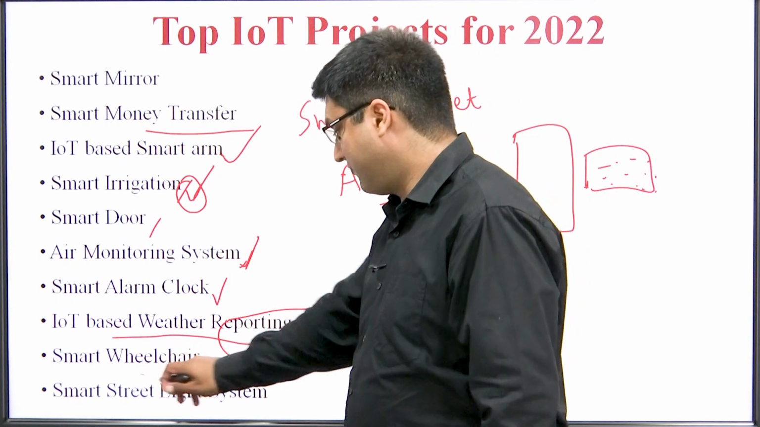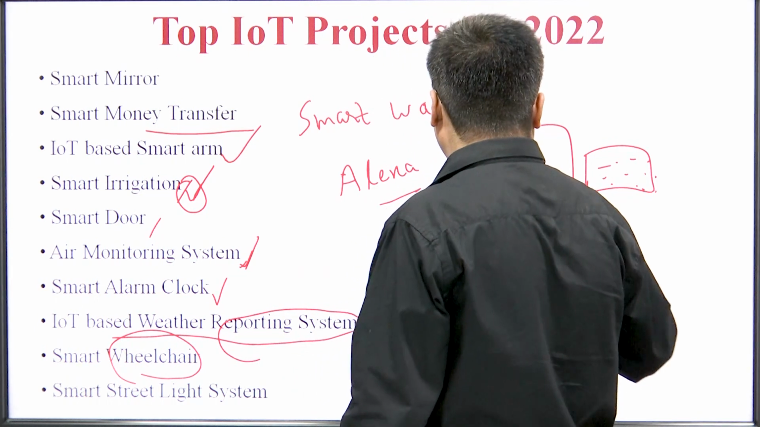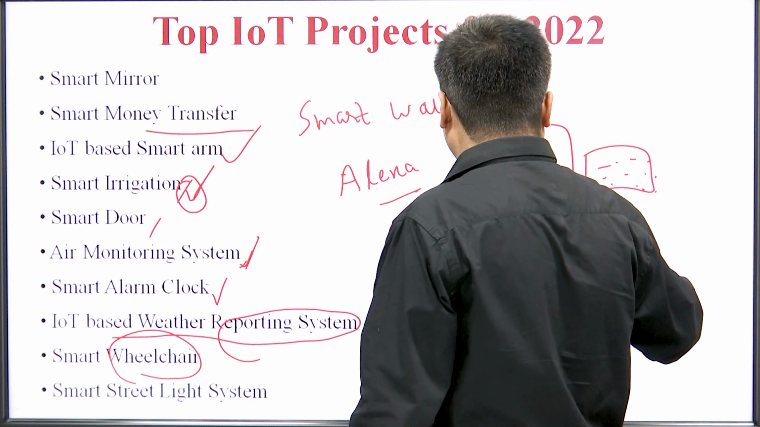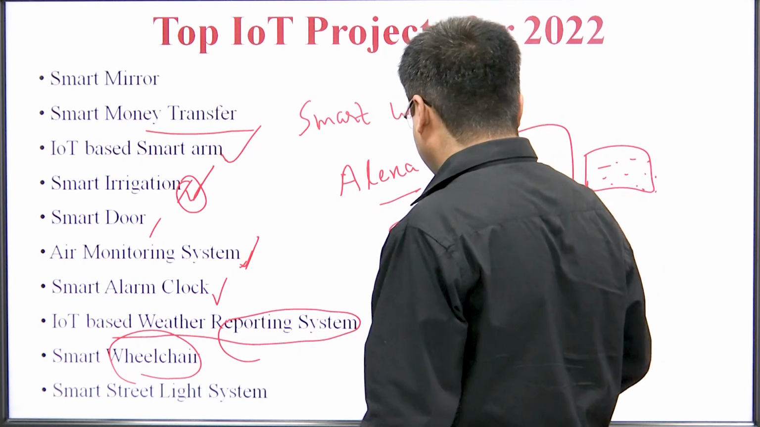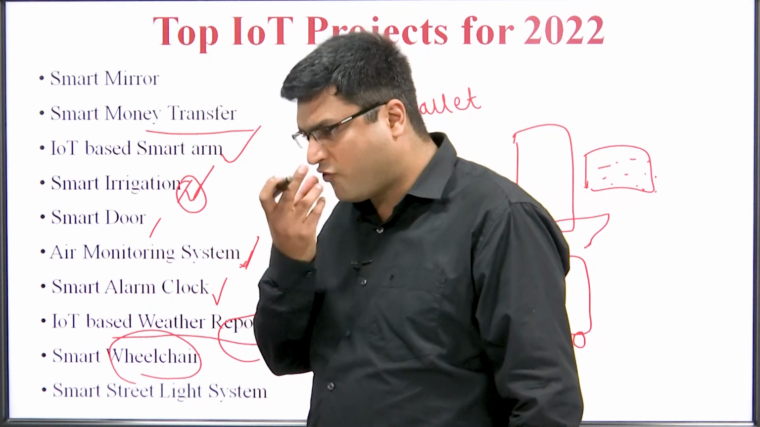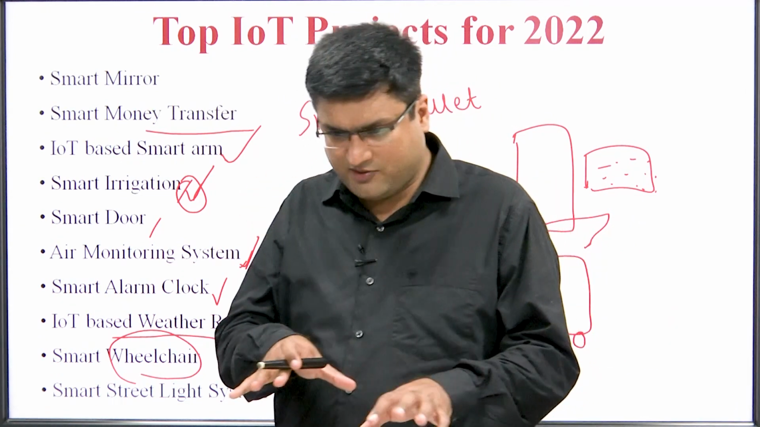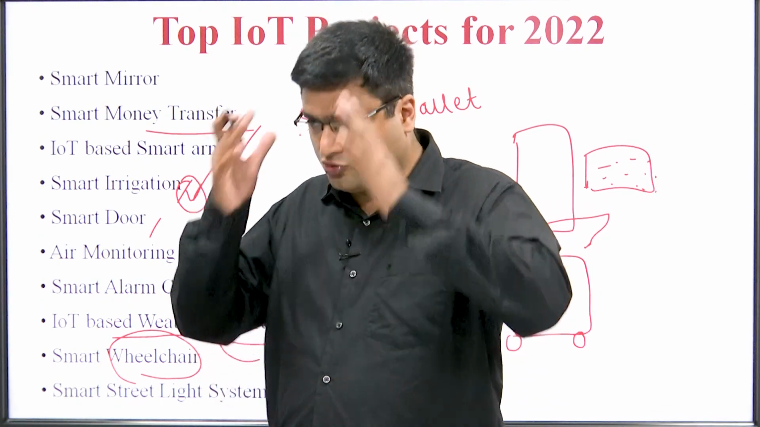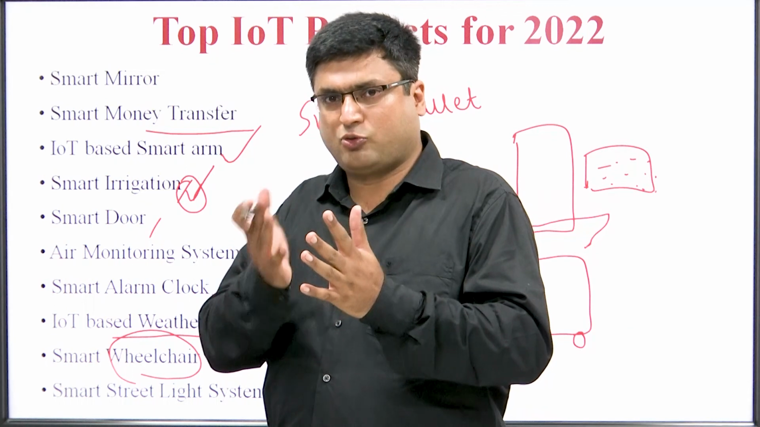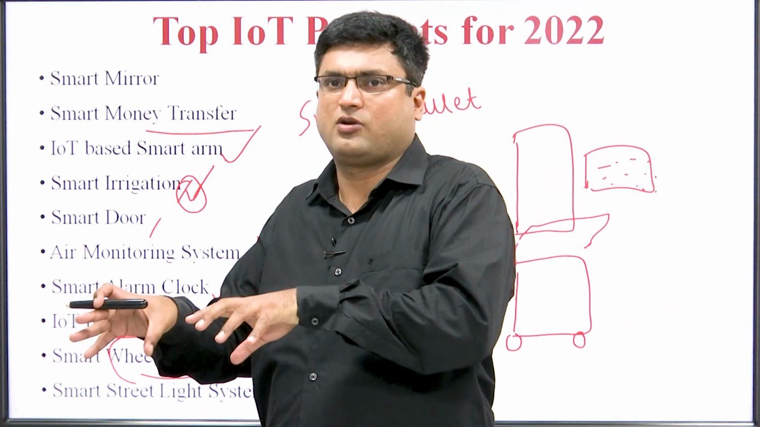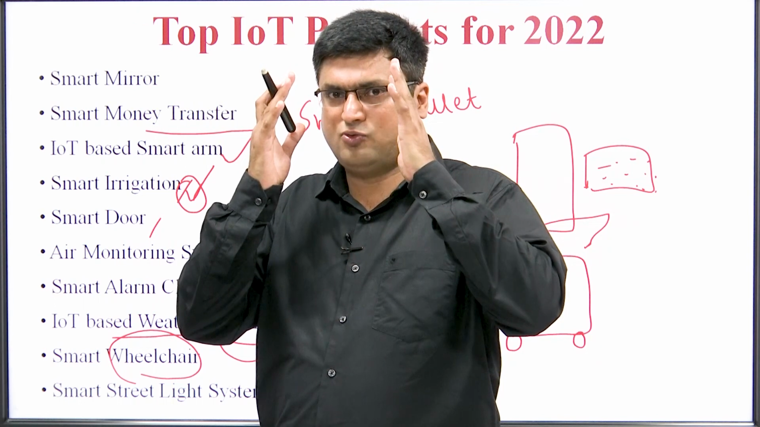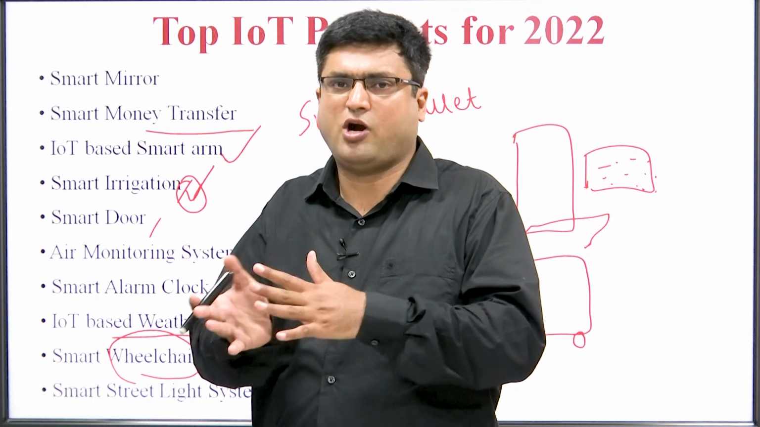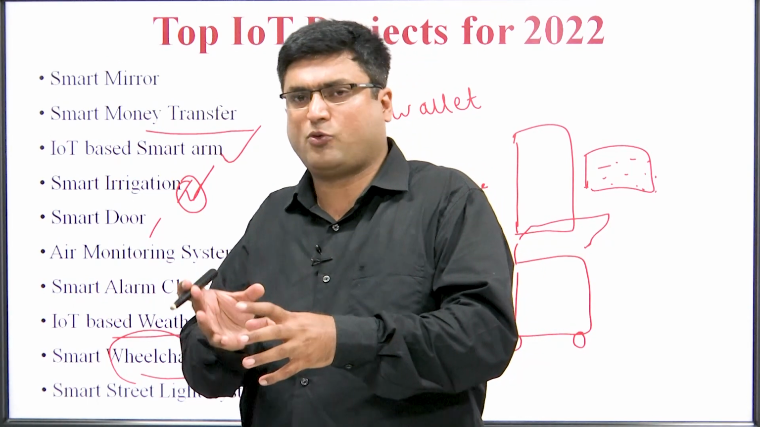Smart wheelchair, what is the meaning of smart wheelchair? A smart wheelchair is a wheelchair which can be controlled smartly, through Alexa, through voice recognition. You give commands, you say something and the wheelchair will move according to your commands. Or through your thoughts, through image processing, your wheelchair can also be controlled. If you want to move right, you think it and the wheelchair will go accordingly. That uses the concept of localization.